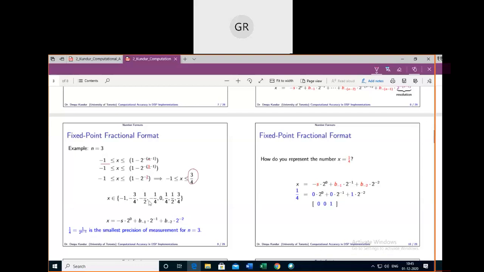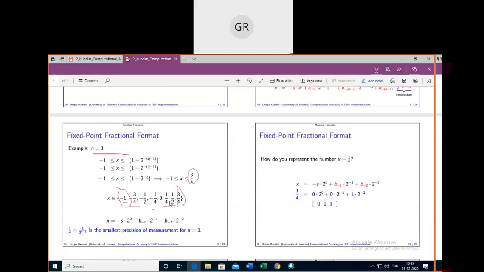Then you can write them in increasing order. x belongs to minus 1, minus 3 divided by 4, minus 1 divided by 2, minus 1 divided by 4, 0, 1 divided by 4, 1 divided by 2, 3 divided by 4. This is the most positive value, and this is the most negative value when n equal to 3. When n equal to 3, the most negative value is minus 1 and the most positive value is 3 divided by 4.